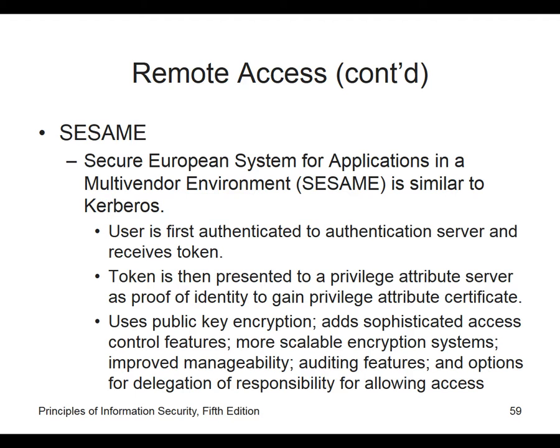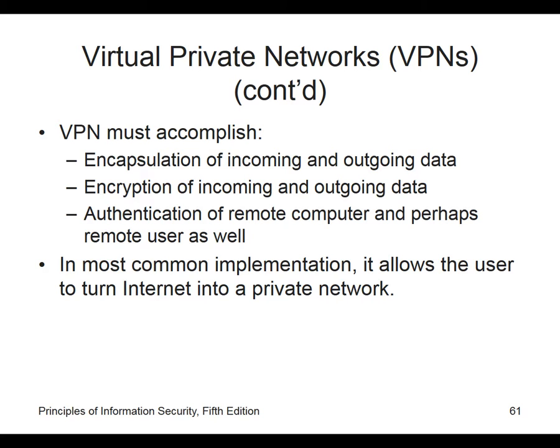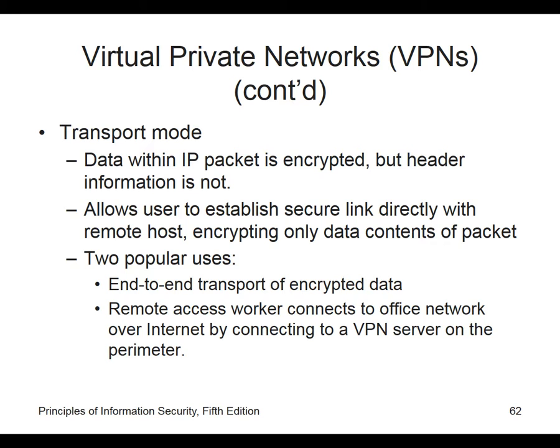VPNs allow us to connect into a secure network from an unsecured network. There are two different modes: transport mode and tunnel mode. Transport mode: I see a whole bunch of trucks leaving. I don't know what's in them, but I know where they're going, from point A to point B. Something is happening. I don't know what's in it, but I see there's something happening. Tunnel mode: I see a tunnel between A and B. I don't have a clue what's happening. I don't know if there's any data going through or not.